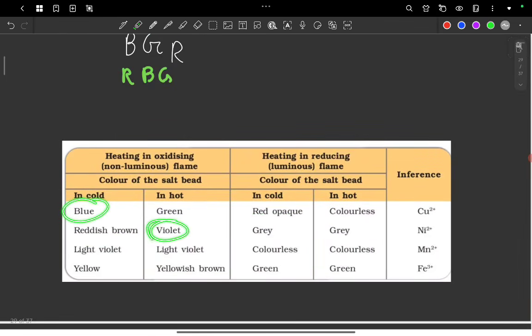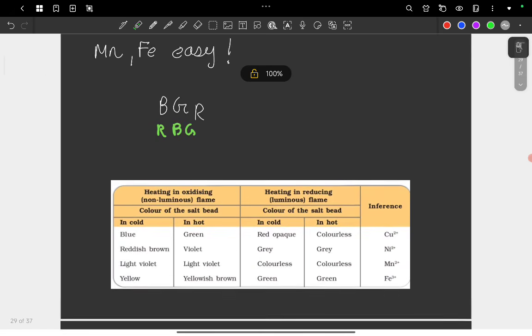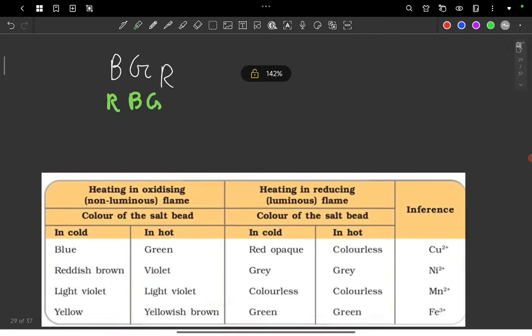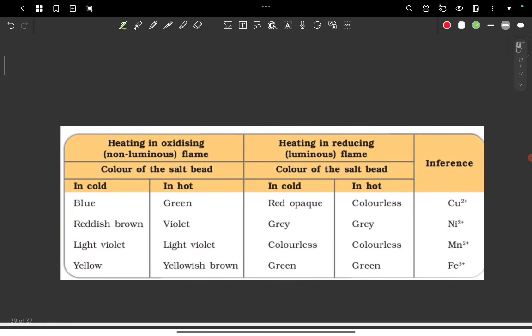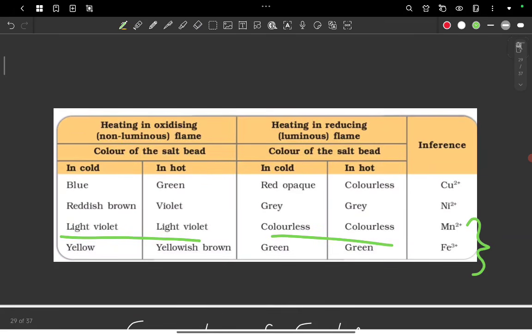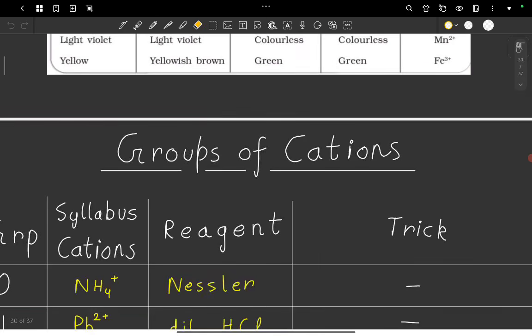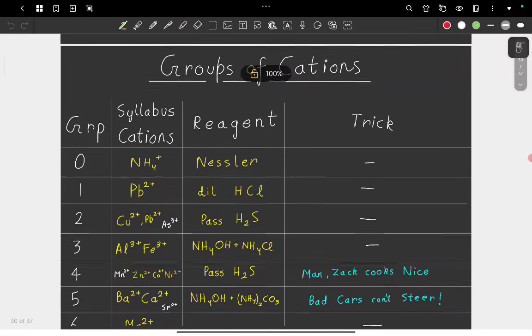And you know how blue and violet are somewhat similar colors? Blue came here, red came here, and the G brothers, green and grey, switched positions. But I thought this was very obnoxious and it wasn't helpful at all. But if it helps you, it helps you. It basically does not apply to the next ions, but at least they have similar colors in both cases. So yeah, enough yapping. Let's move on to the next topic, which is groups of cations.